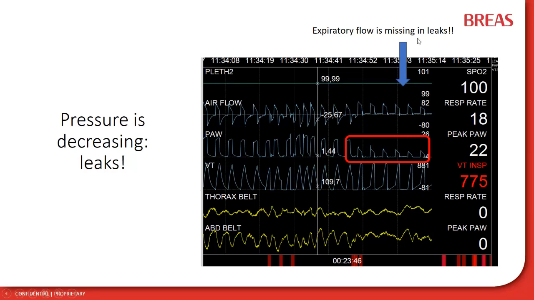Okay, when leaks appear, two different things happen. The first one is the pressure decrease, and the second one is that the expiratory flow is missing in leaks because the expiratory flow is not reaching the pneumotach inside the ventilator. So the differential diagnosis of the pressure decrease in volume mode comprises the increased effort of the patient and the leaks.